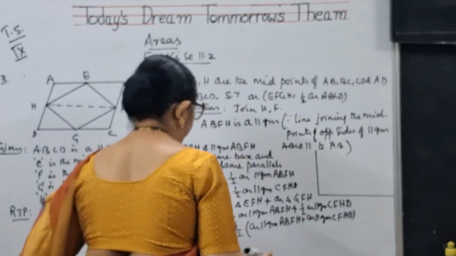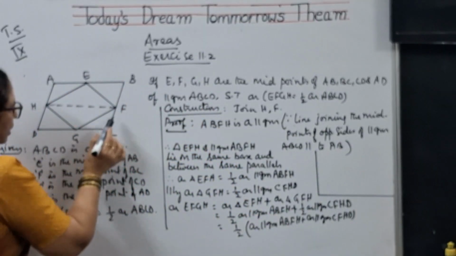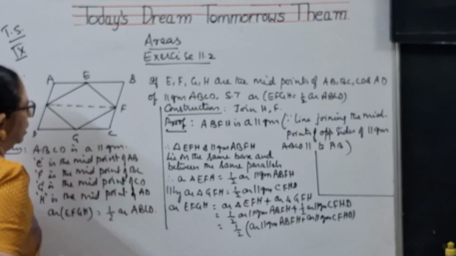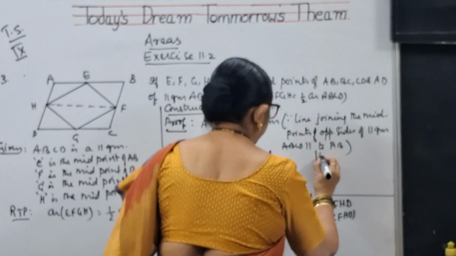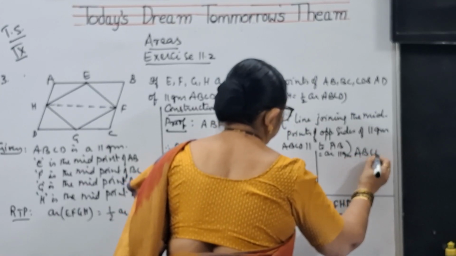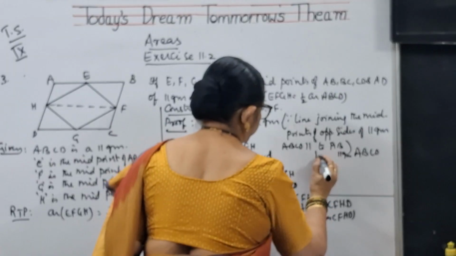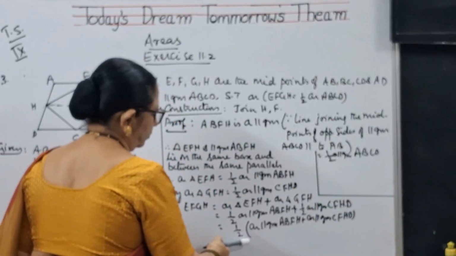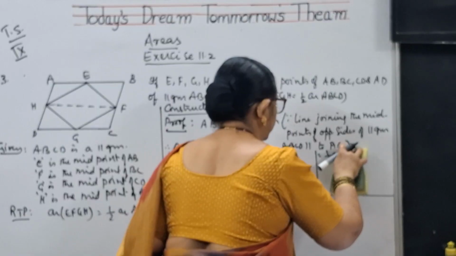What do you mean by this? See, area of ABFH plus area of CFHD. Anyway, these are all nothing but this total is nothing but parallelogram ABCD, that is equal to area of parallelogram ABCD. Half area of parallelogram, half is here, children, half area of parallelogram ABCD.